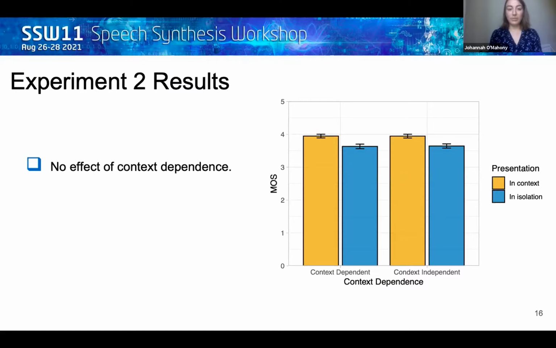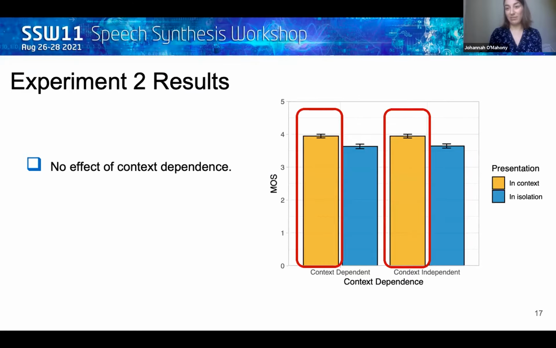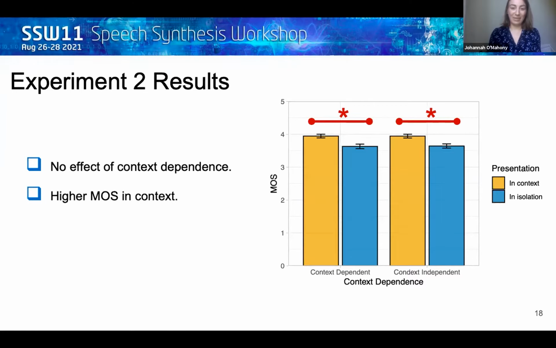What we found in the results was that there was no effect of context dependence when the utterances were presented in isolation. So they didn't prefer one or the other just because one had a reference. Similarly, we also did not find that this made a difference when they got their context. Again, however, we do see the effect that in context with the appropriateness instructions we see this boost in MOS score. So this seems to be a stable property across experiments.